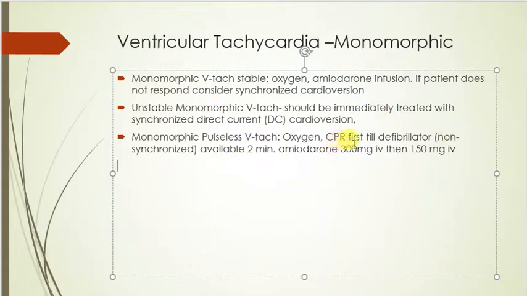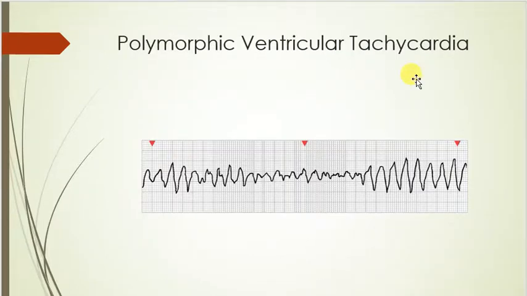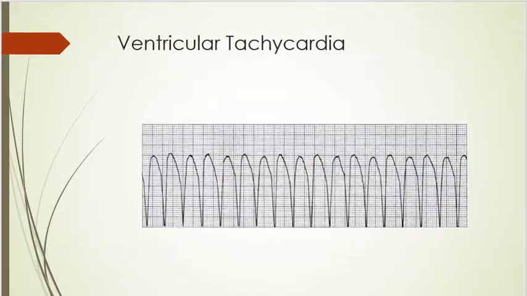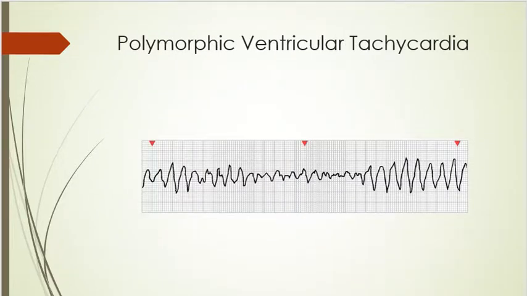And the dose of amiodarone is 300 milligrams IV, then 150 milligrams IV. Okay. Now, that was monomorphic VTAC, but look at polymorphic VTAC.